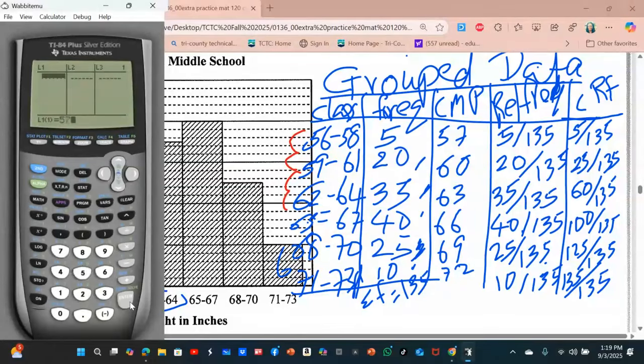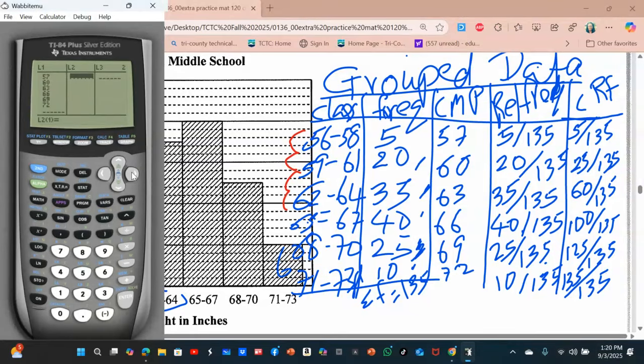So 57, enter. That's the first class midpoint. 60, enter. That's the second class midpoint. 63, enter. 66, enter. 69, enter. 72, enter. Okay, then go to the next one. L2 is where I put the frequency.